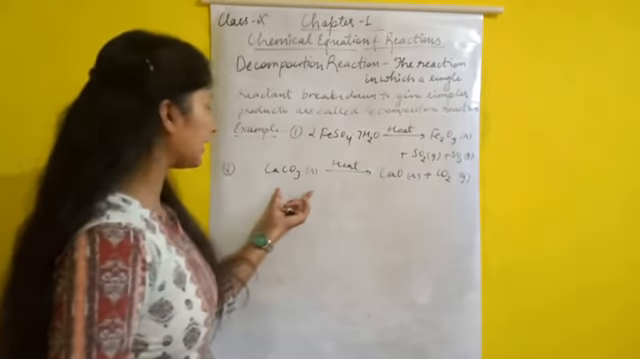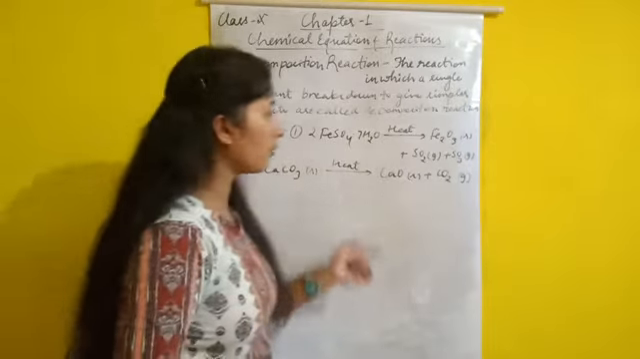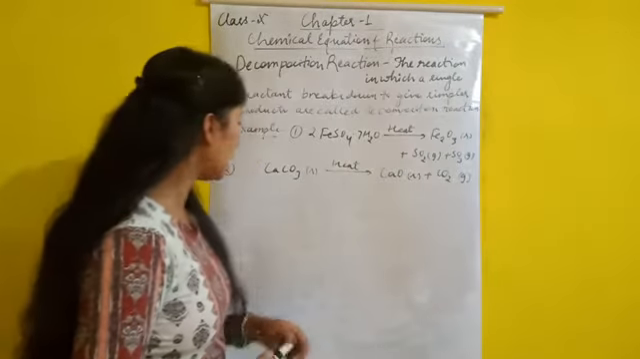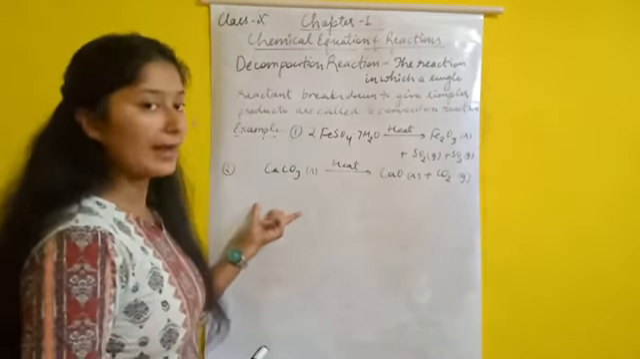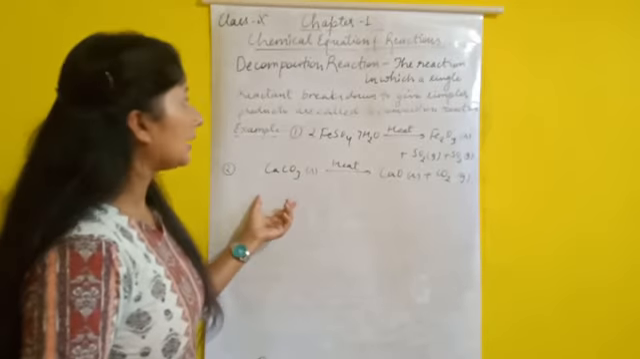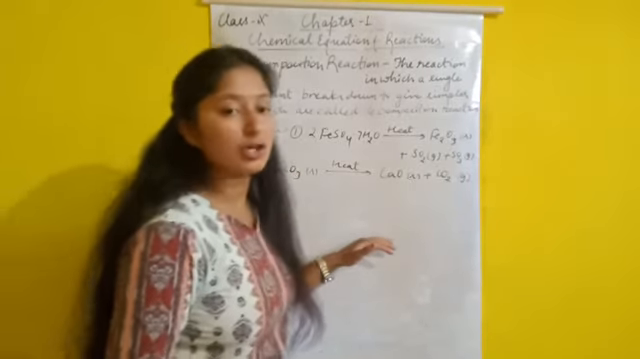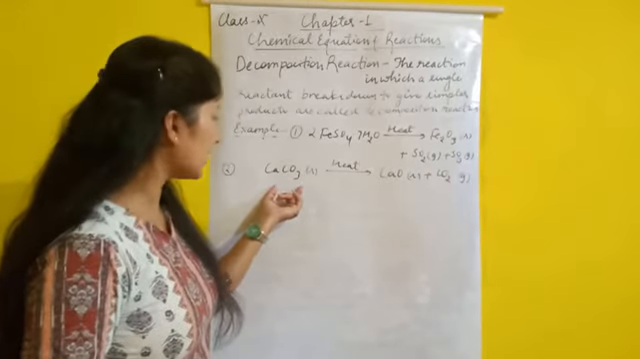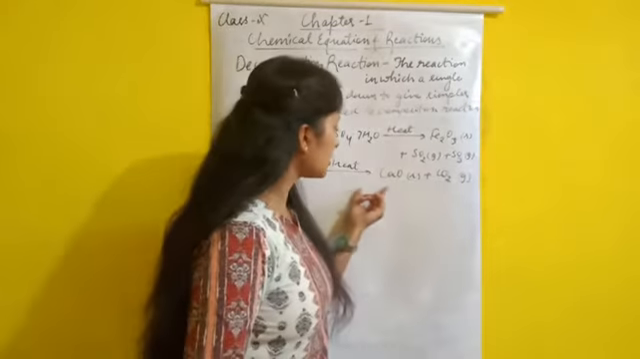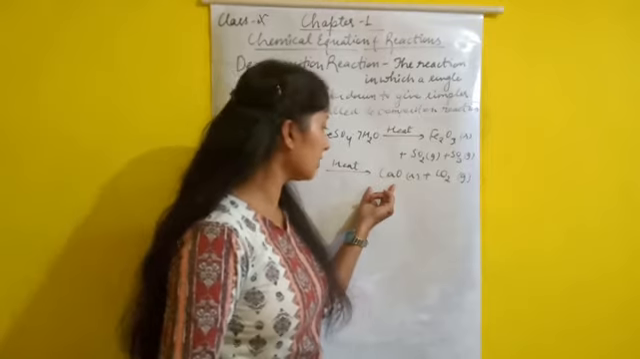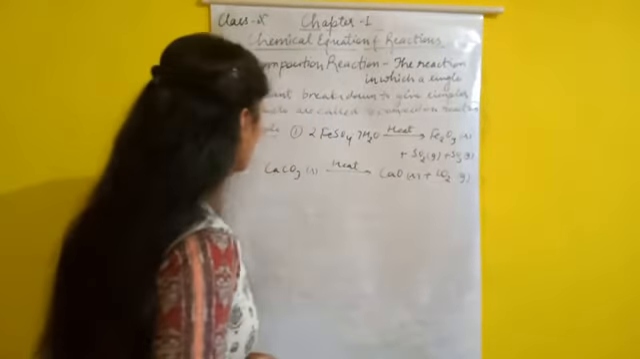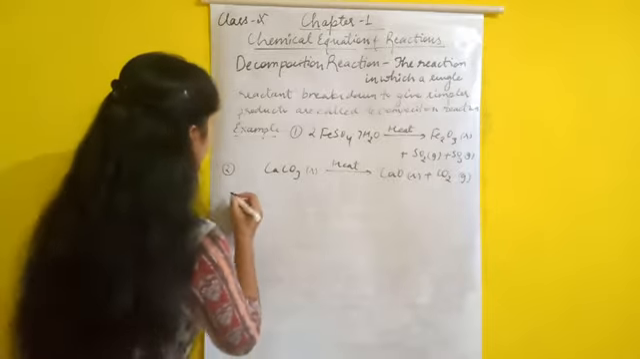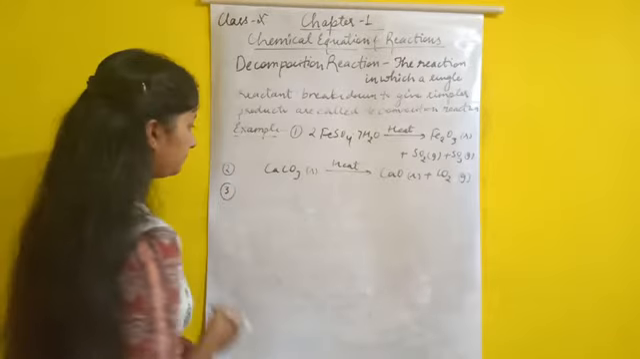As we know, calcium carbonate is formed when calcium hydroxide reacts with carbon dioxide, and the white layer that appears after whitewashing of walls is calcium carbonate. On heating, it decomposes into quicklime, calcium oxide. So this is another example of decomposition reaction. Then moving to another example.